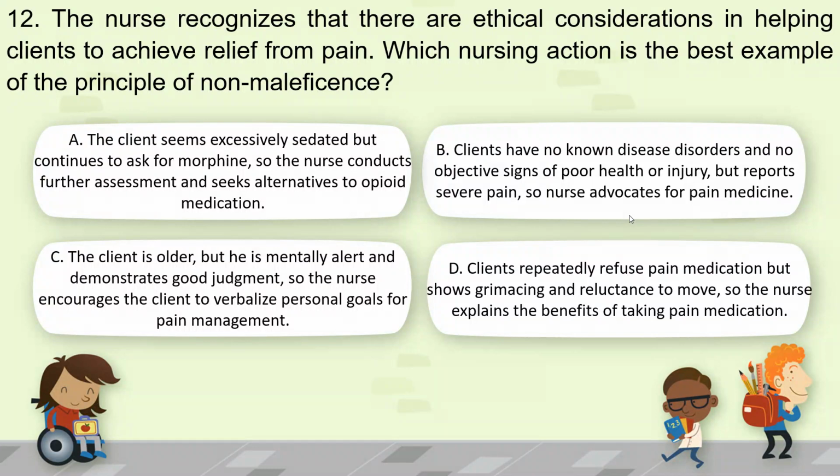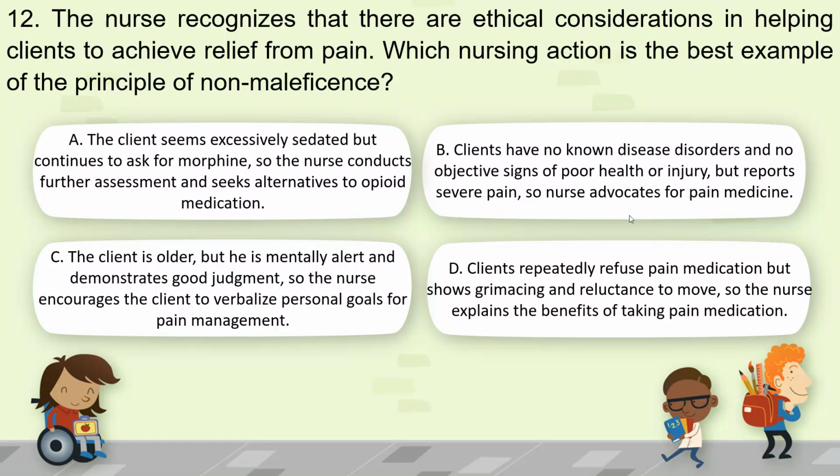And when you are talking about goals of management, that is basically talking about autonomy. And of course, for letter B, advocates for pain medicine, that's not a specific principle of ethics. So number 12, the best answer is letter A because that is to prevent harm.